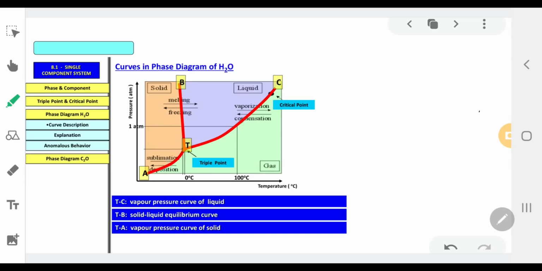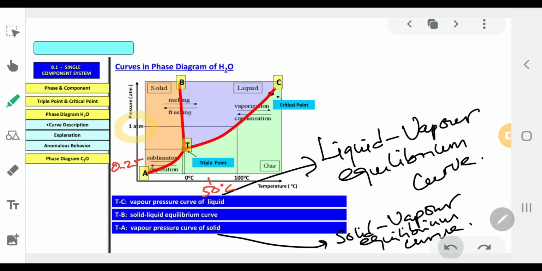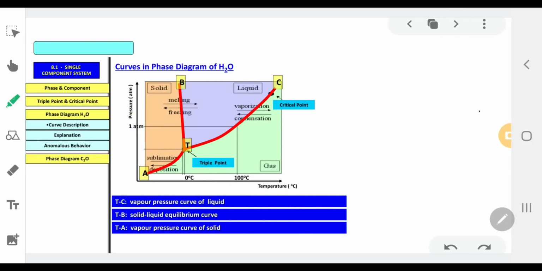Now, over here we have the phase diagram for H2O. And what we're going to try to do now is get to know the lines. If you look here, we have this boundary, okay, TA boundary, TC boundary. T is the triple point, C is the critical point, and we have the TB boundary. So what are these boundaries?